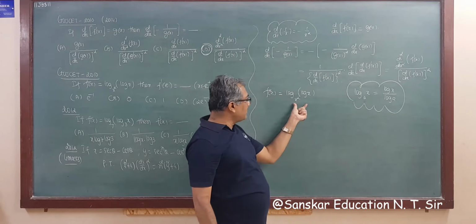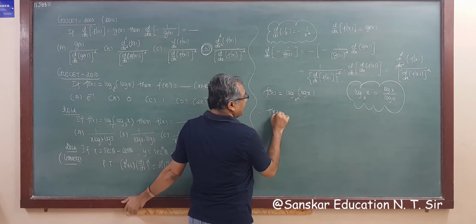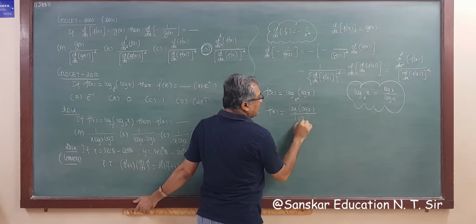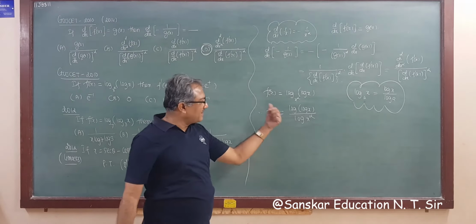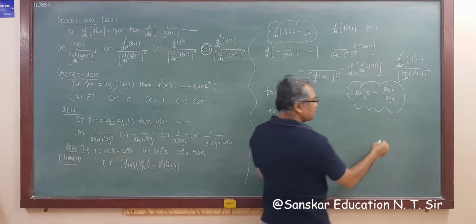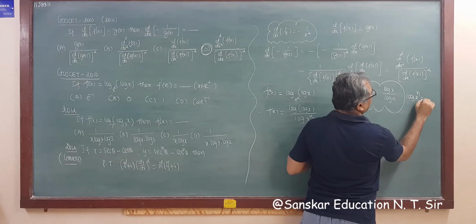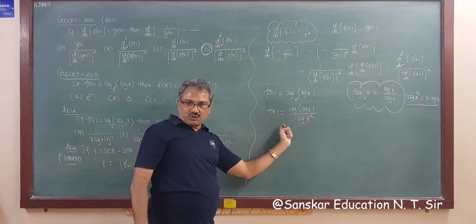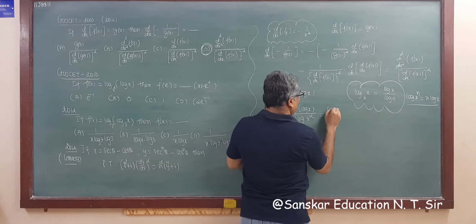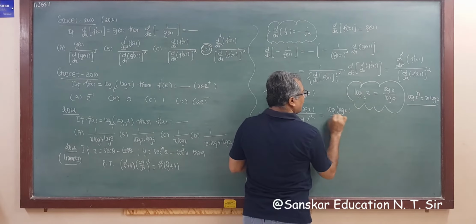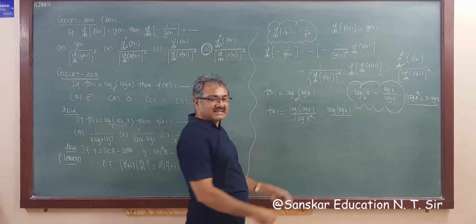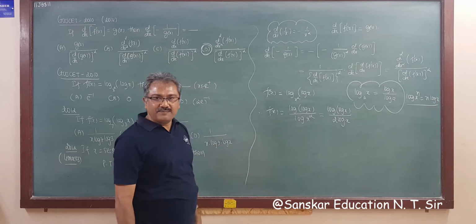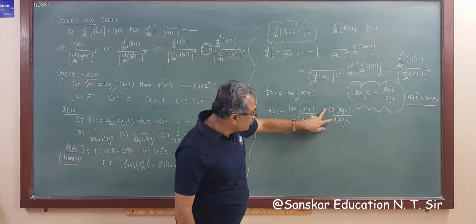Applying this rule first, what do we get? Simplifying, this is log x whole upon log of x square. You have another formula for log of power: log of x raised to n is n log x. Applying that formula, 2 comes outside, so this is equal to log of log x whole upon 2 times log x. Now this is your given function. We are not able to simplify this further.